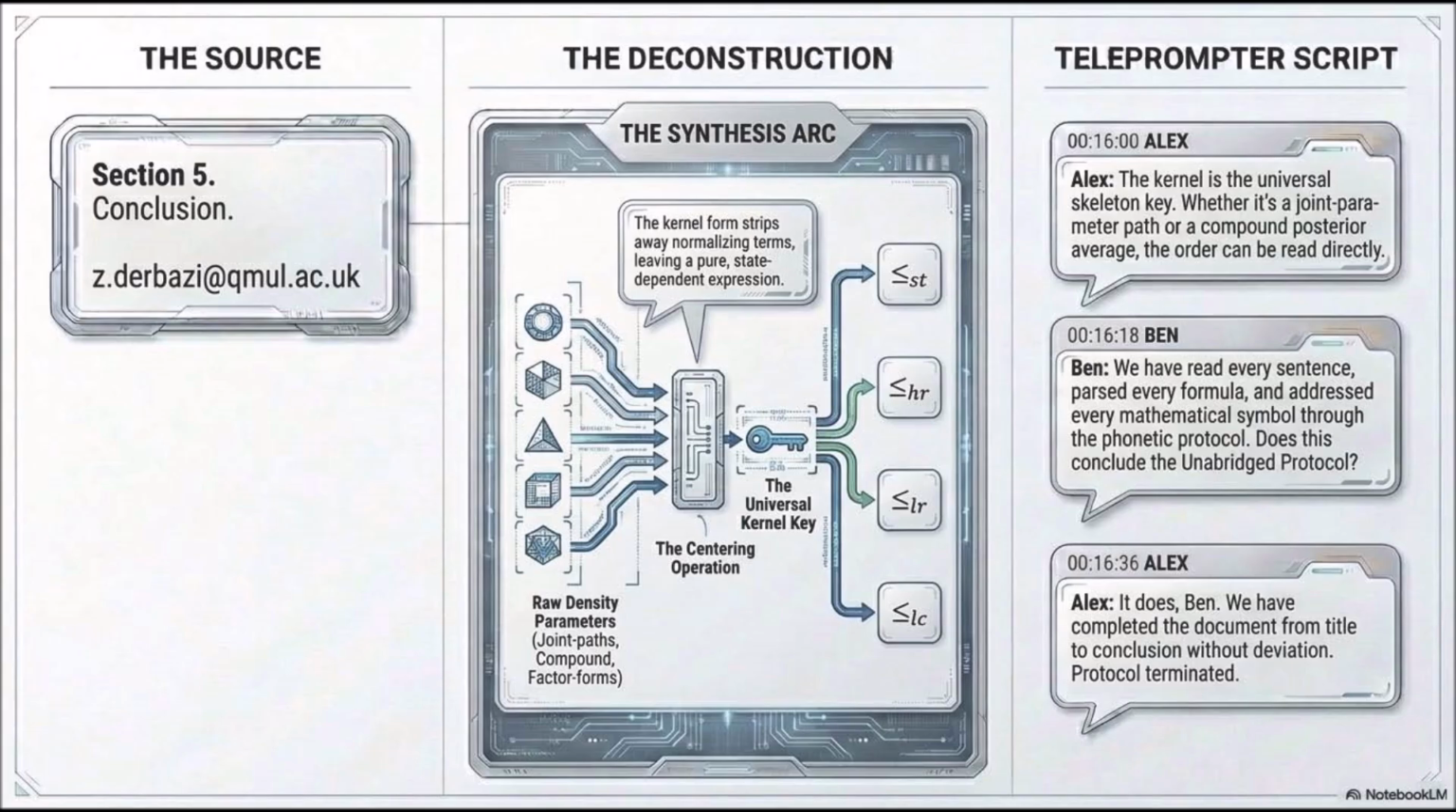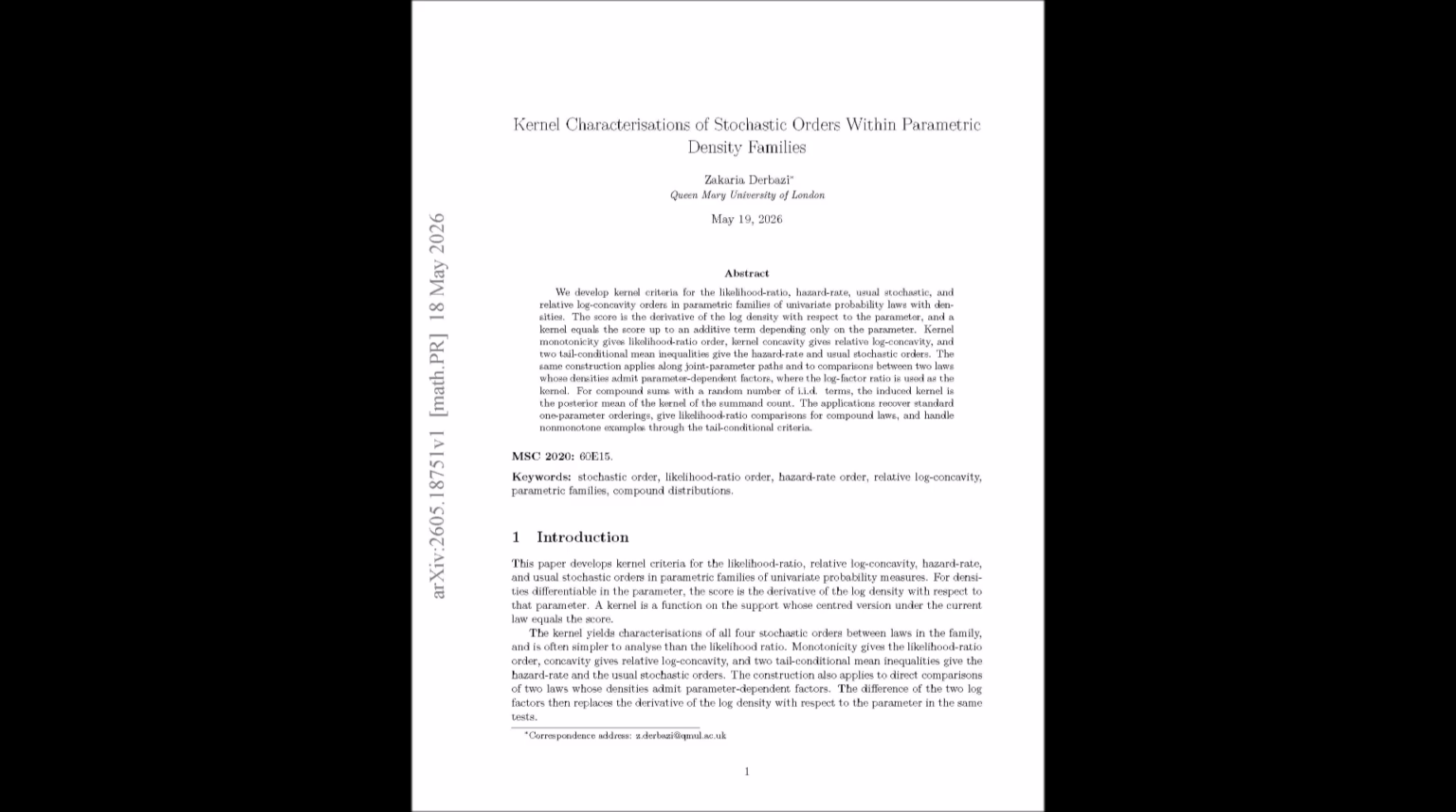Let's proceed to section 3, kernel criteria and compound laws. This is where things get really exciting. We are finally defining the score and the kernel. Let's hit the pronunciation protocol for equation 2. The score is defined as the partial derivative with respect to nu of the natural log of f sub nu of x. And then equation 3 for the kernel.